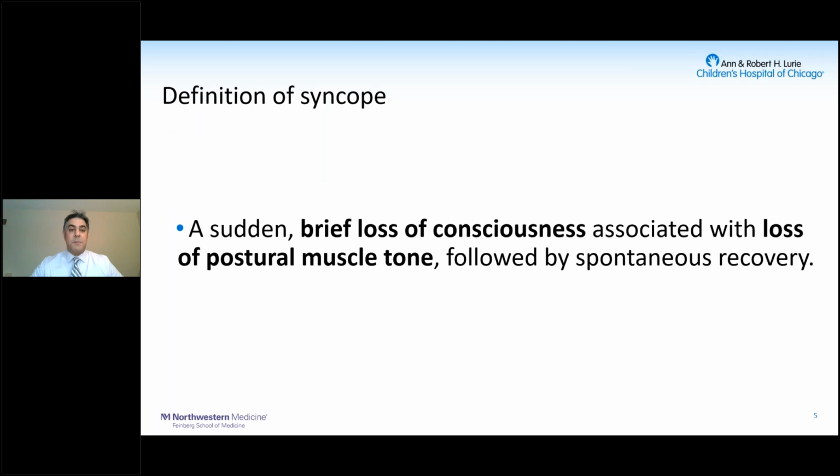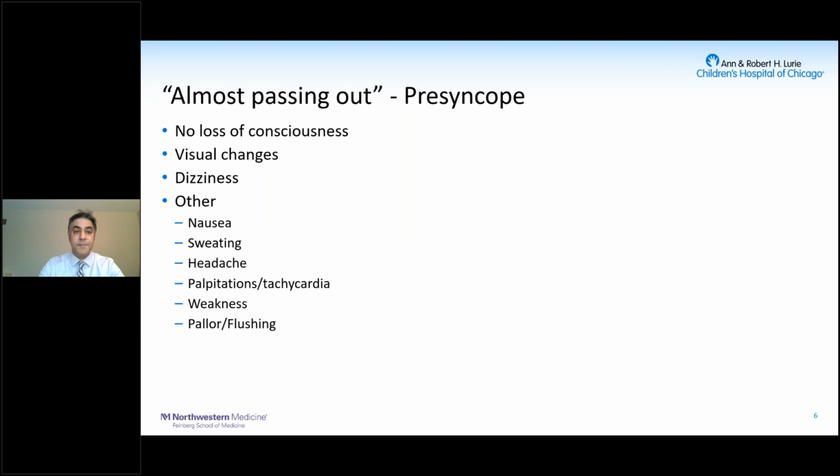So the definition of syncope, I think, is very important to understand. The actual definition is a sudden, brief loss of consciousness associated with a loss of postural muscle tone due to poor cerebral blood flow, followed by spontaneous recovery. So you have to have an actual loss of consciousness where you are not going to be able to remember or know what's going on during this period, and a loss of postural muscle tone, so you will not be able to stand up unless someone is holding you.